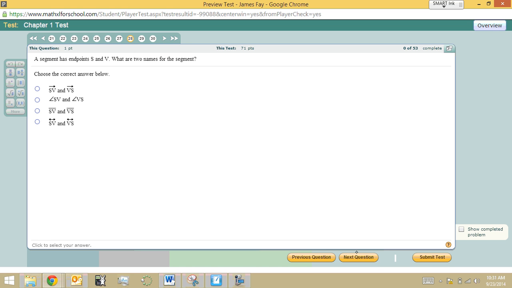Segment has endpoints S and V. The only one that's talking about segments here is option C here, or the 3rd one.